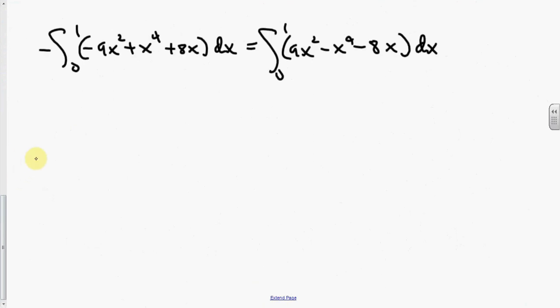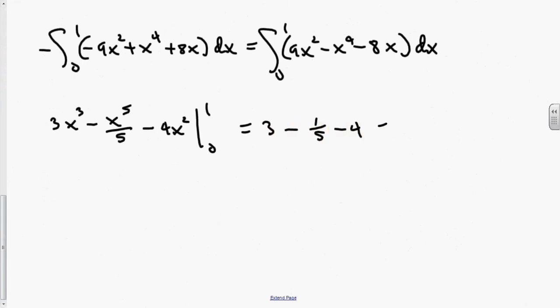Now we integrate. This is just algebra, or calculus if you will. 9x to the third divided by 3 becomes 3x cubed, minus x to the fifth over 5, minus 8x squared divided by 2, which is 4x squared. Evaluate that from 0 to 1. We get 3 minus 1/5 minus 4, so negative 1 minus 1 over 5, which gives us negative 6 over 5. Again, it's not the volume that we're looking for.